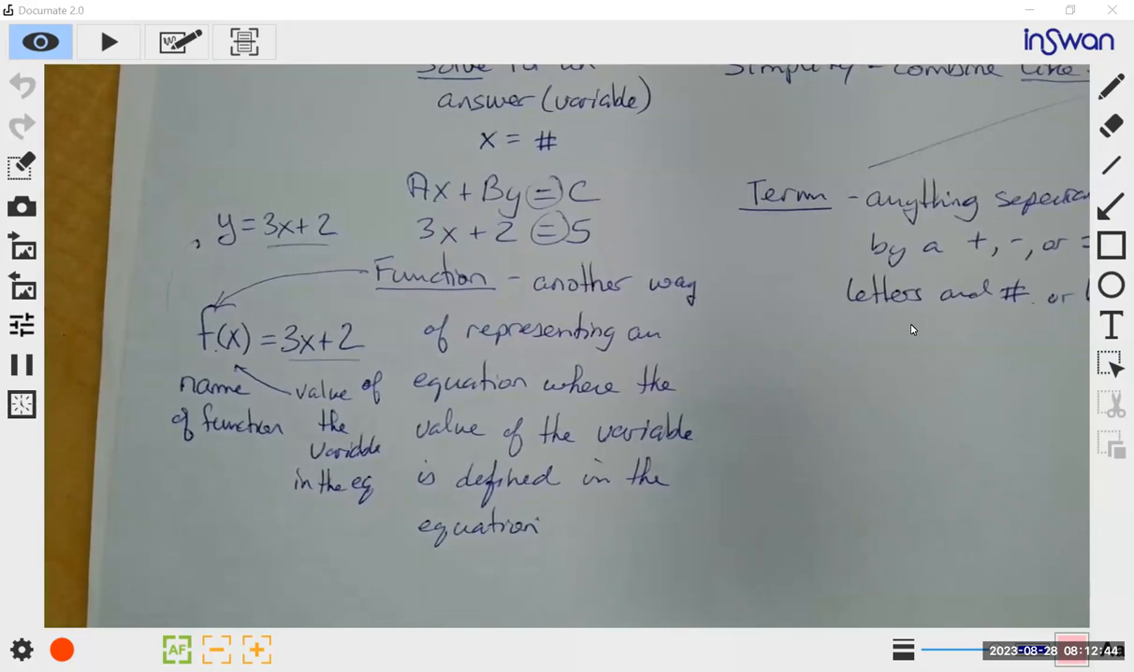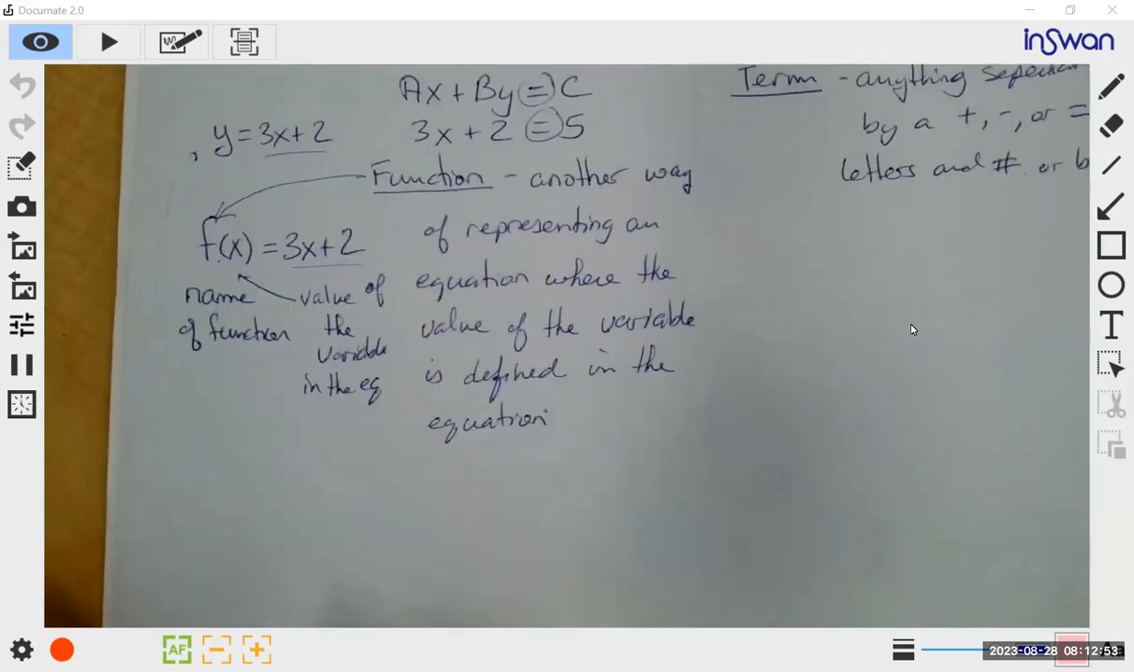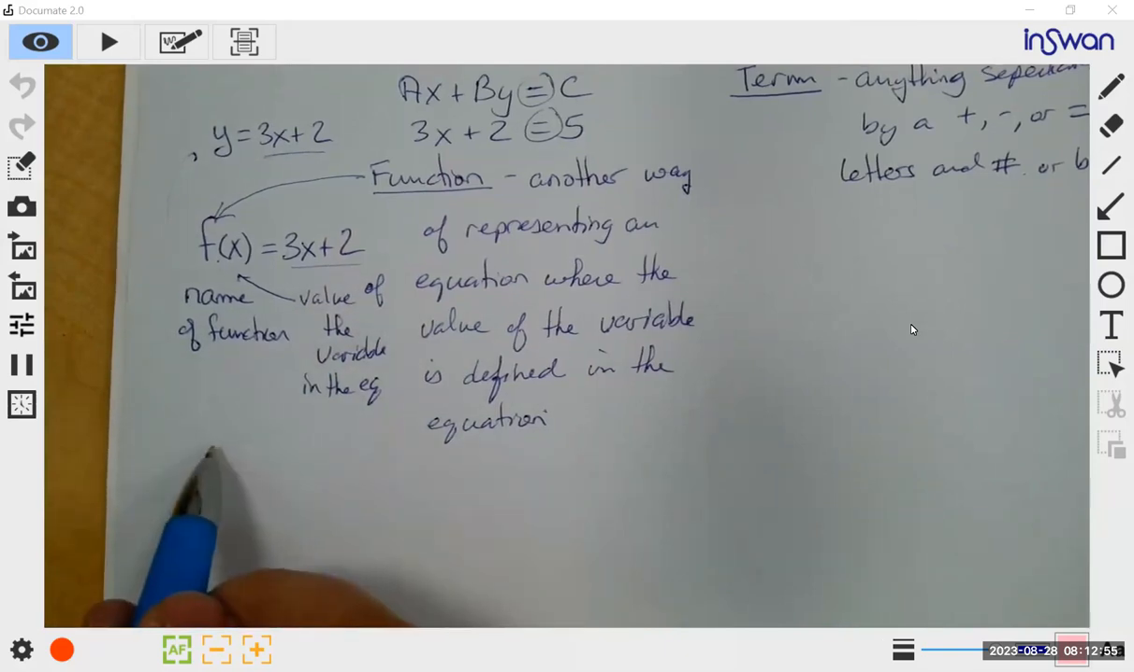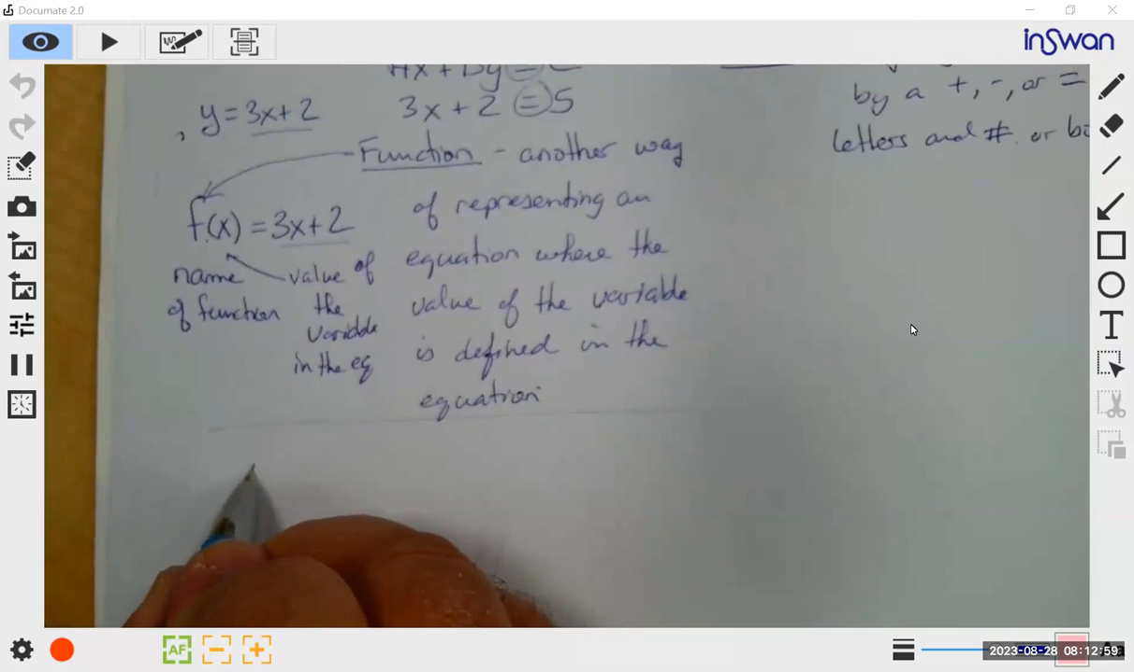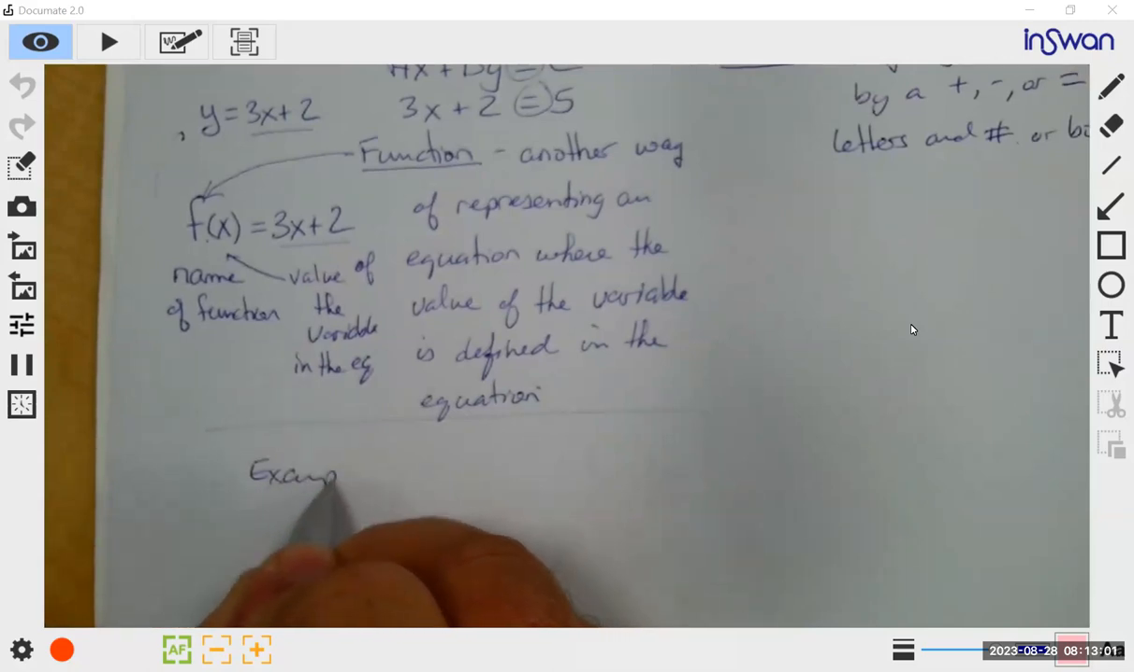If you don't understand it, don't worry about it. We'll catch up with it when we do examples and stuff. But I just want to put this out there right now so we know what we're dealing with. Let's look at an example here.